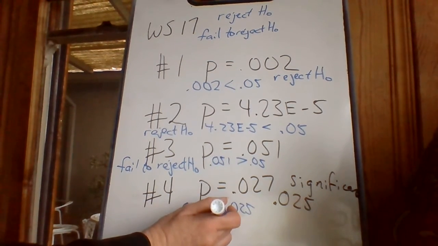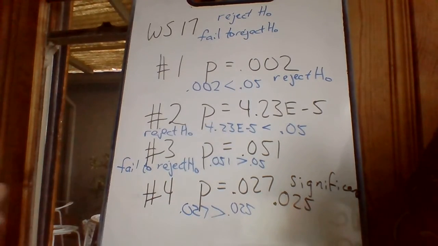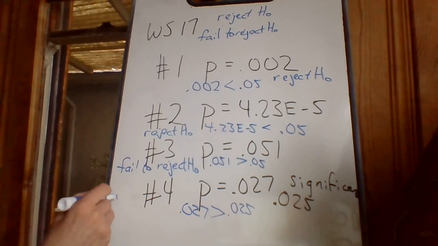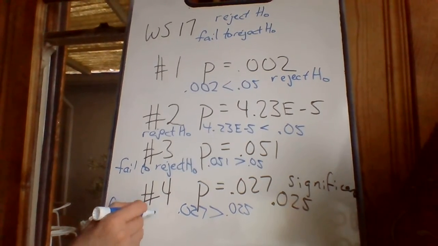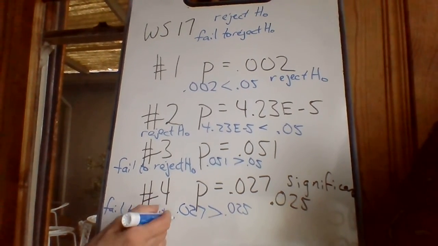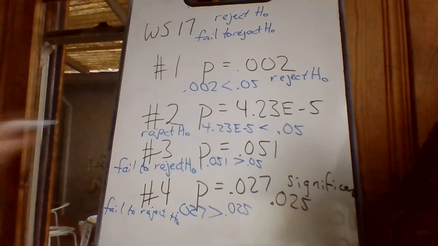Okay, and 0.027 is greater than 0.025, so I'm going to fail to reject H0. If it hadn't said that, then I'd be comparing to 0.05, and I'd go, oh, that's rejection. It's just someone wanted to be super careful about this, and so they didn't want to go around accusing people of lying. So they changed their significance level, and these people ended up with a fail to reject.